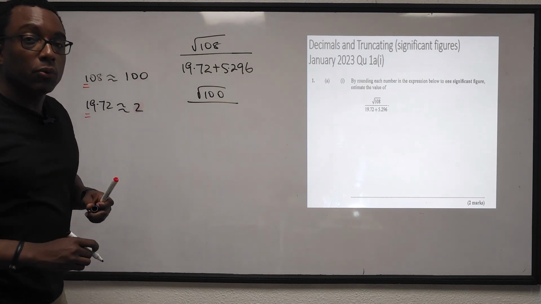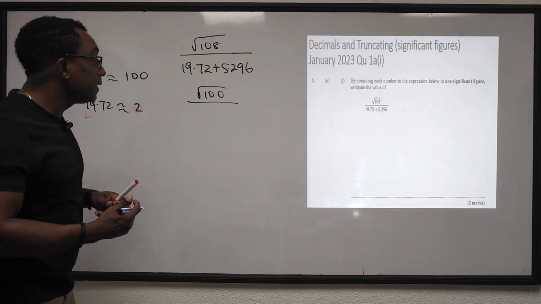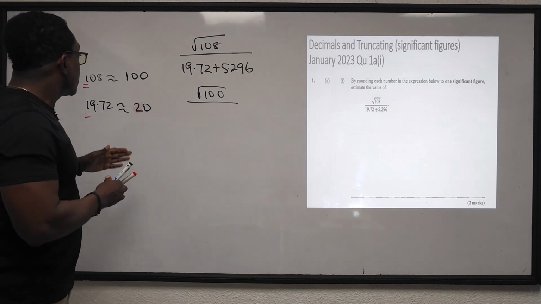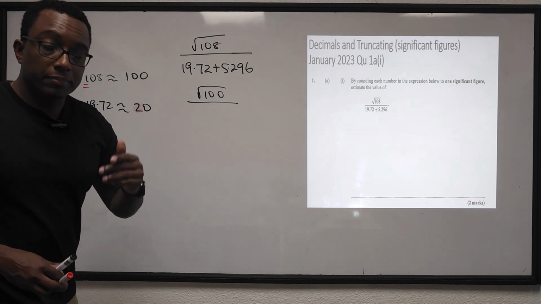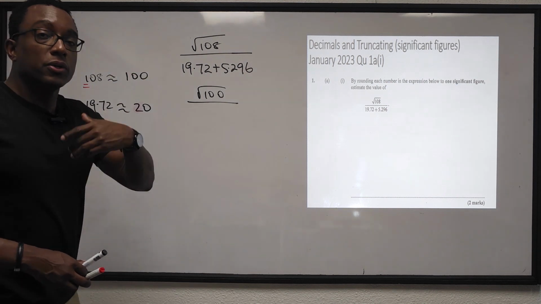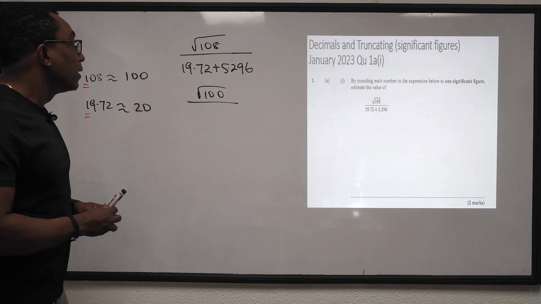Because 19 is a whole number, the remaining digit of the whole number must be replaced with 0. So this becomes 20. And any digits that exist after the point, we ignore them. So you're not going to put back 0.72, you're not going to put 0.00, you ignore them. So this here rounded to one significant figure will be 20.